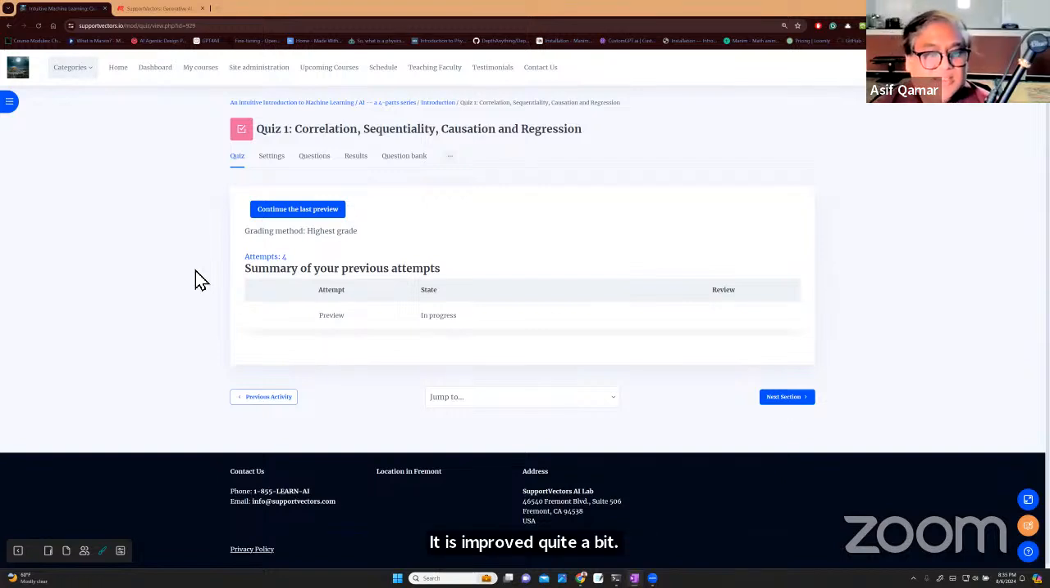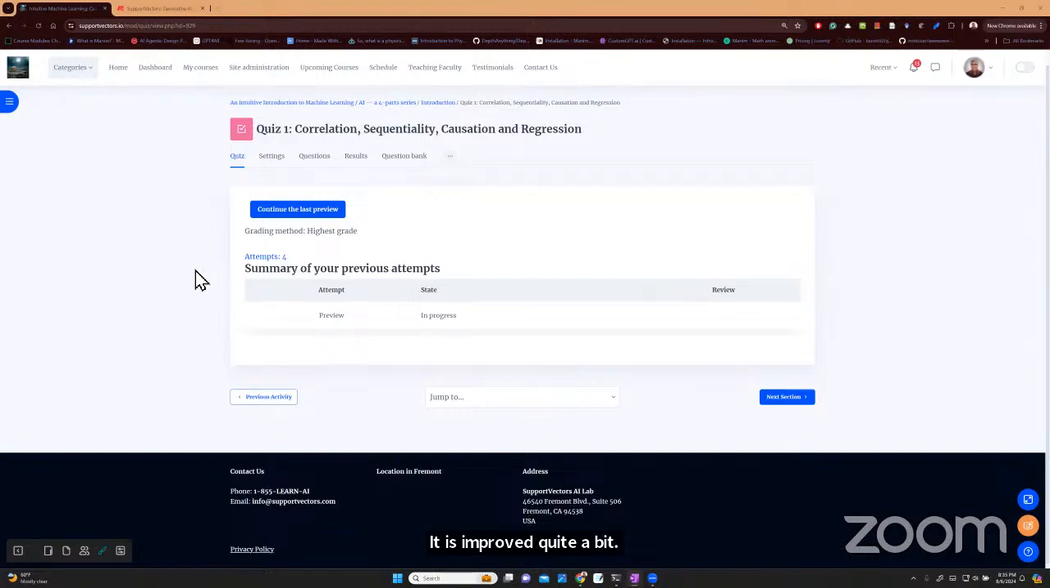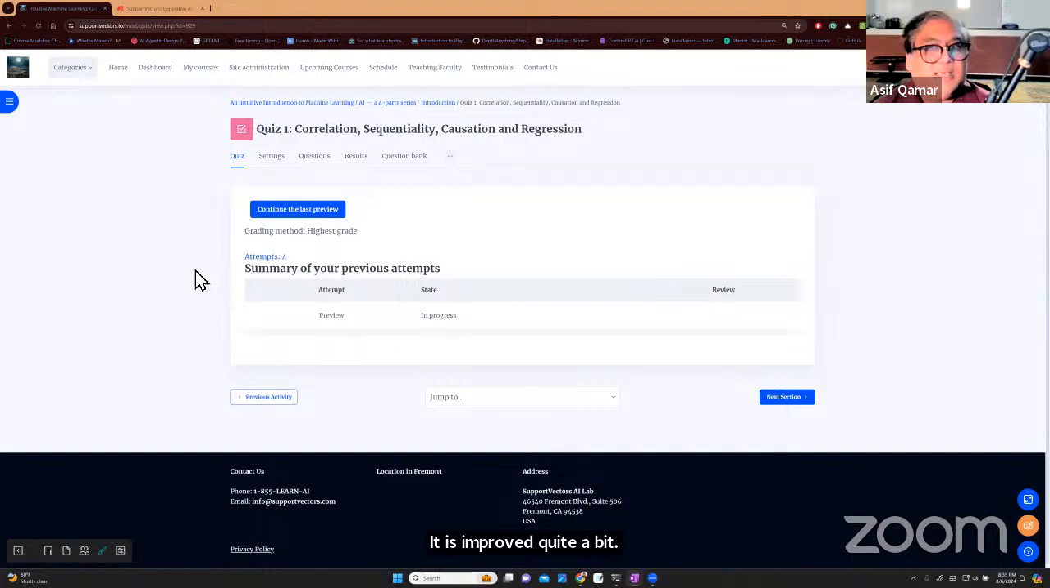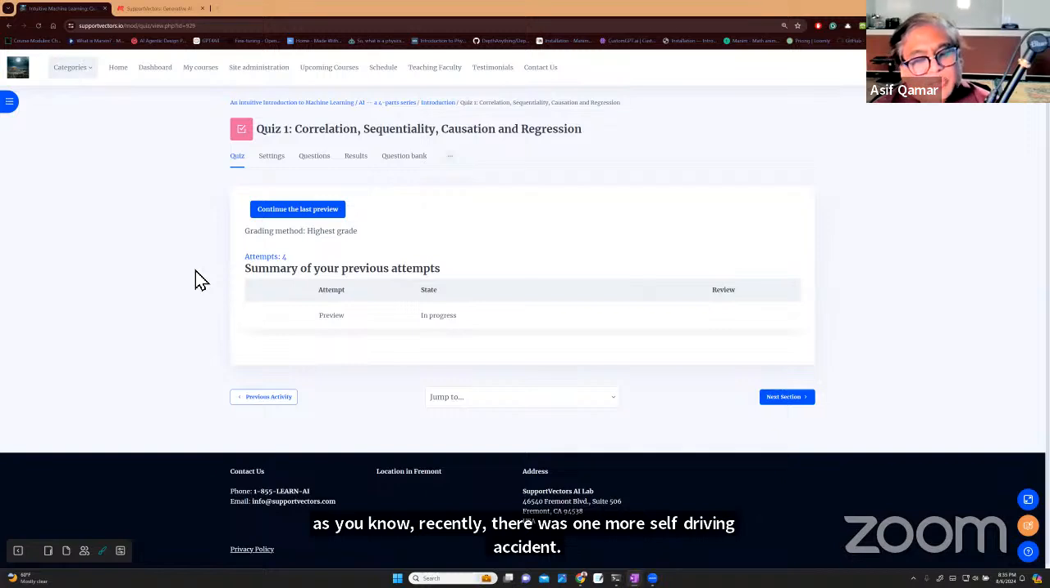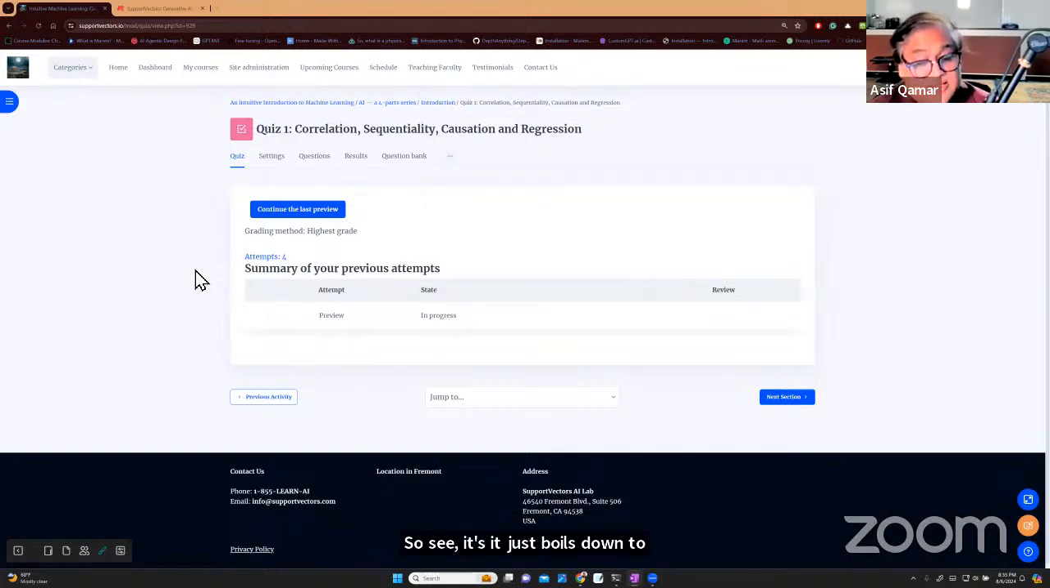Yes, true. Yes, it's dynamically classifying these kinds of cases too. And as you know, recently there was one more self-driving accident people are investigating. So see, it just boils down to rare corner cases now that they have to get right. But those corner cases are plentiful, and they have to be handled.